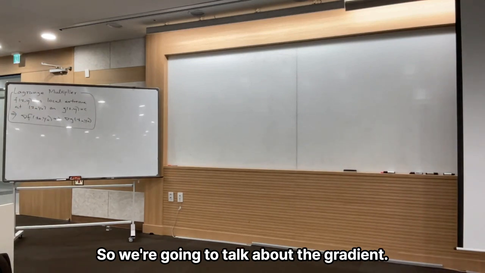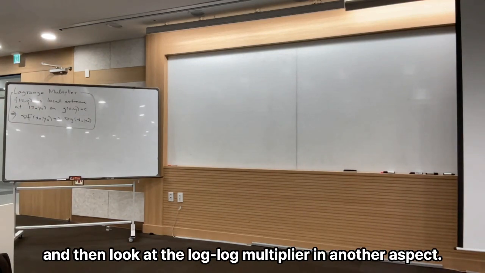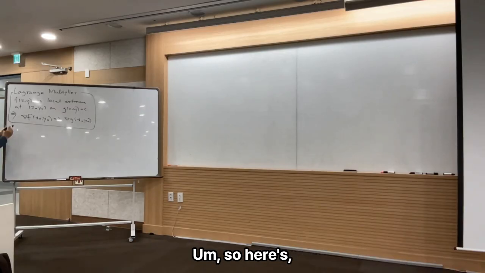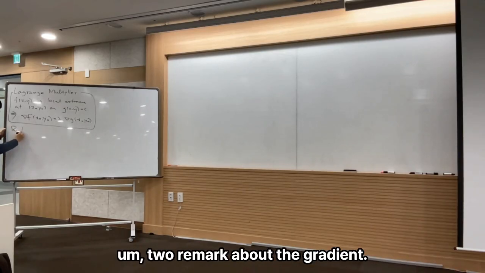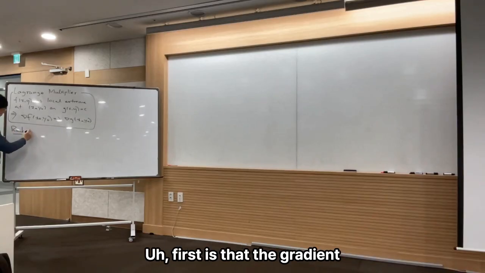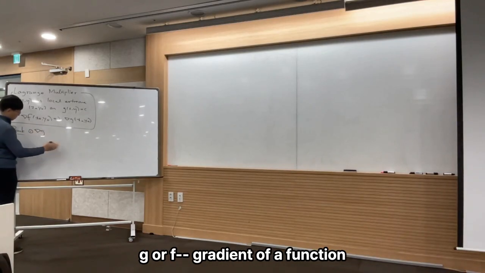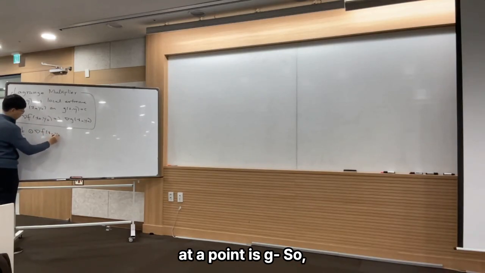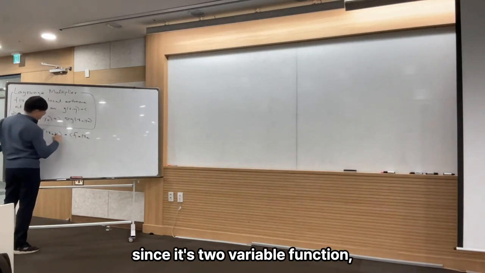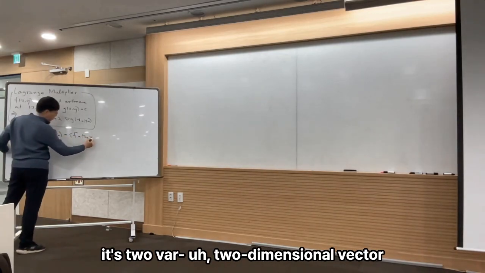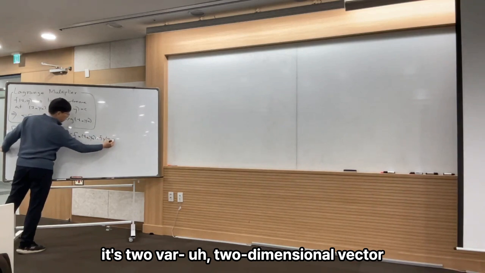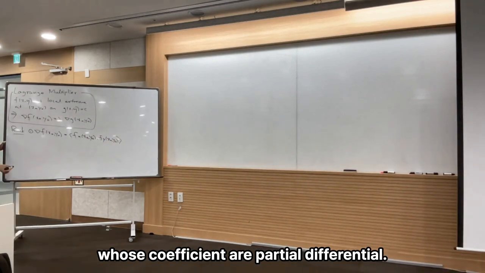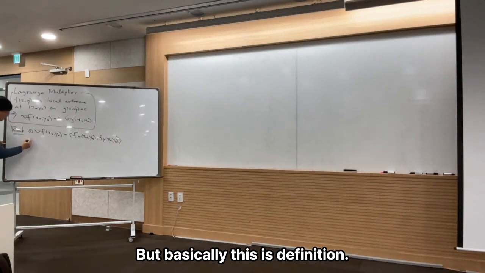So we're going to talk about the gradient and the properties of the gradient, and then look at the Lagrange multiplier in another aspect. Here are three remarks about the gradient. First, the gradient of a function at a point, since it's a two-variable function, is a two-dimensional vector whose coefficients are the partial derivatives. Basically, this is the definition.